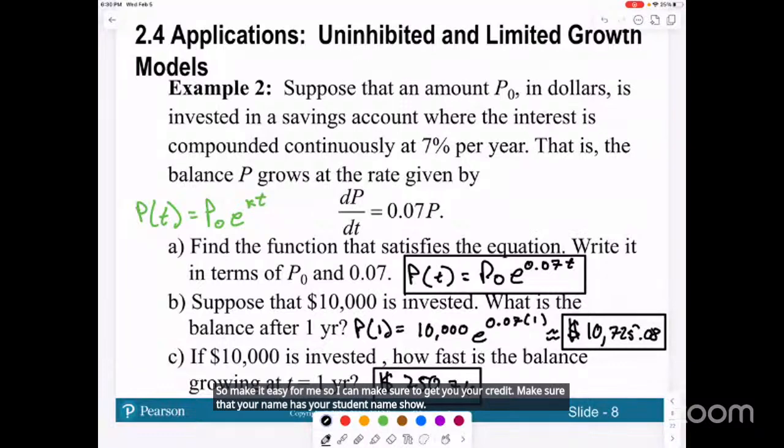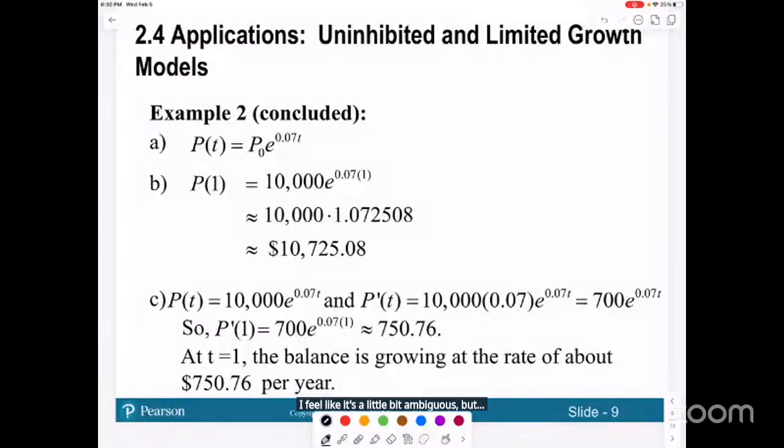Glad we had the time. Okay, I feel good about this. I feel like it's a little bit ambiguous, but the key items are there. So this all looks good. All right, I think we got it all.